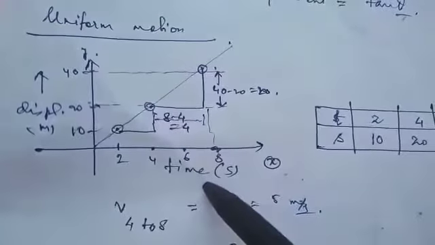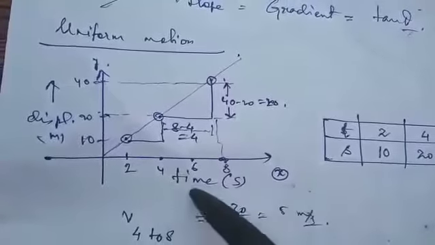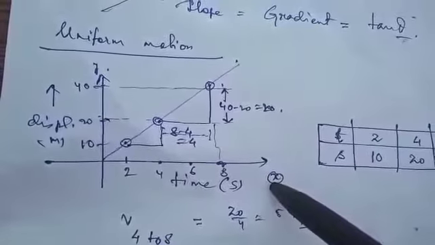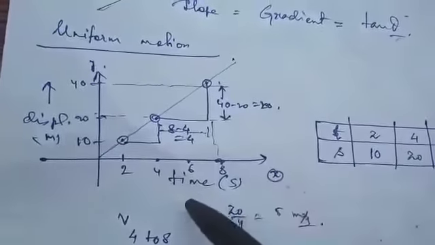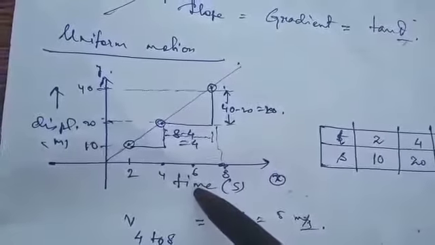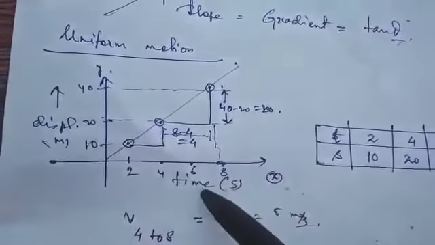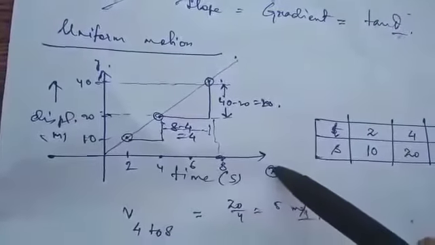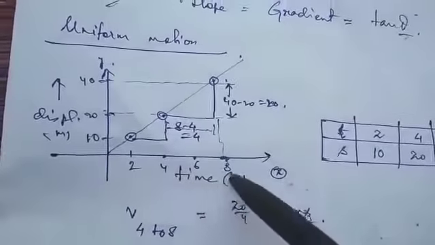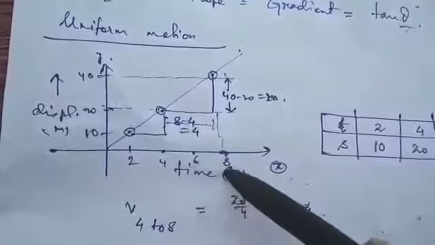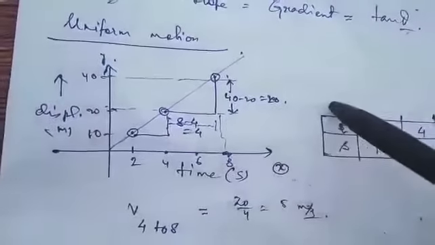Now be very careful. Time is taken along the x-axis in 99% of cases. Here there are two physical quantities, displacement and time. The reason behind taking time along the x-axis is that time is independent. Time does not depend on anyone. It goes by itself, it ticks by itself.